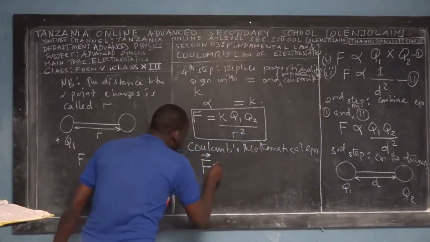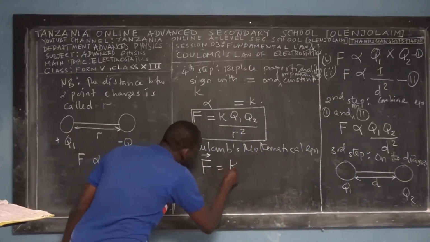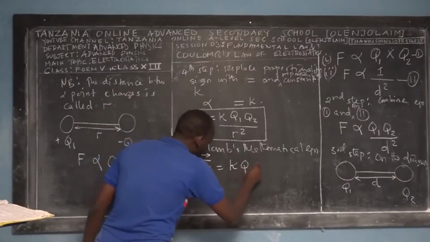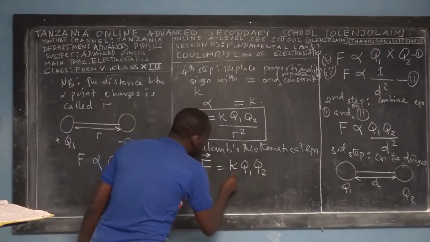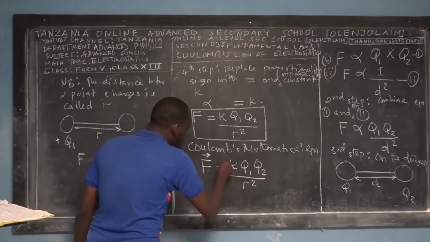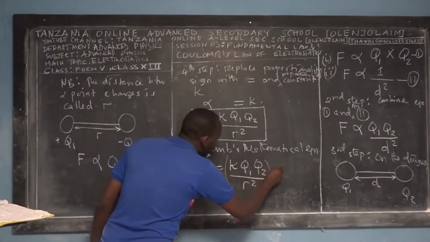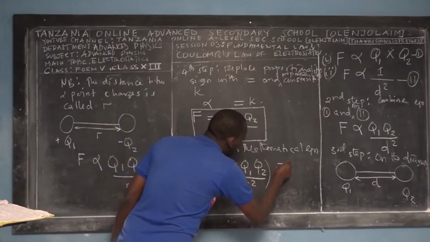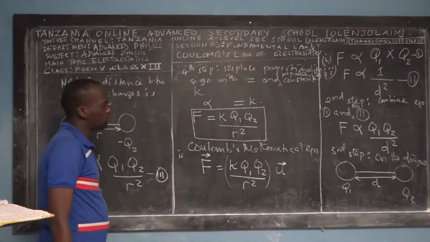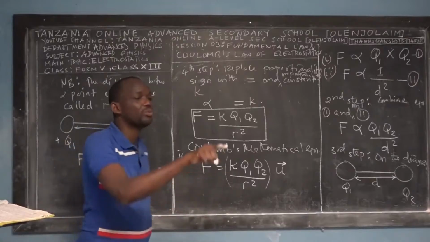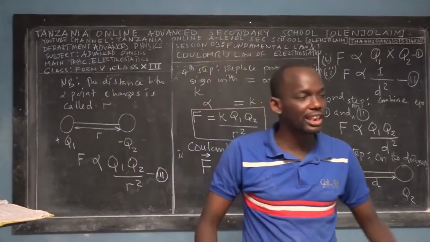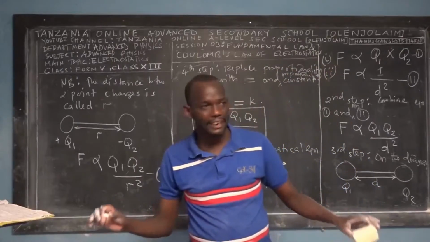So this is equal to the proportionality constant, which we will discuss soon, times Q1 times Q2, divided by the square of the distance between the two charges. But on the right-hand side, we also have a vector, which we call the directional vector. What does it mean? This force has a particular direction, right? You cannot discuss electrostatic force without discussing direction.